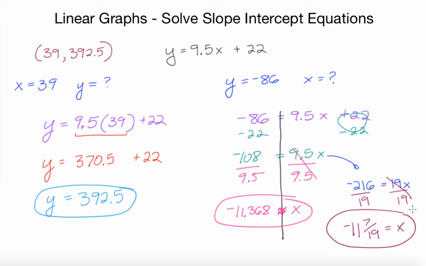So the point is, we can solve for x if we know y. We can solve for y if we know x. We can do lots of things once we actually get our linear equation. So getting to an equation is nice. We like to have that because then we're able to find any value we want to.